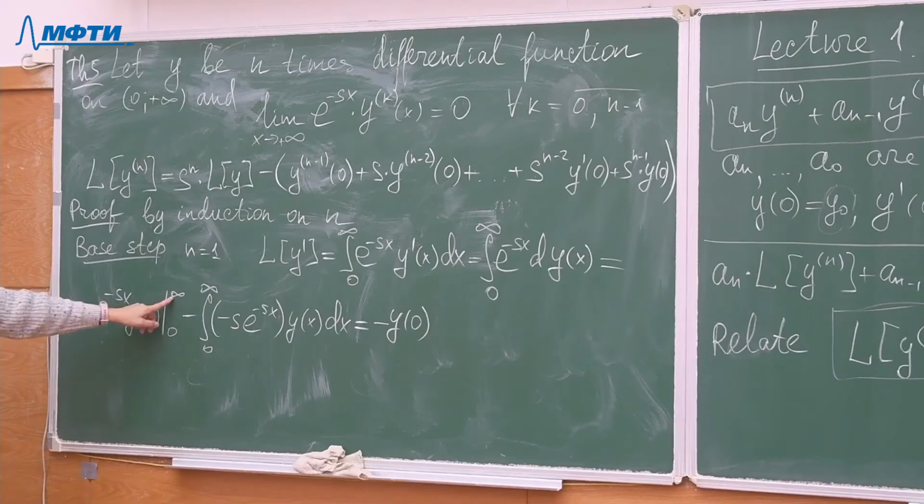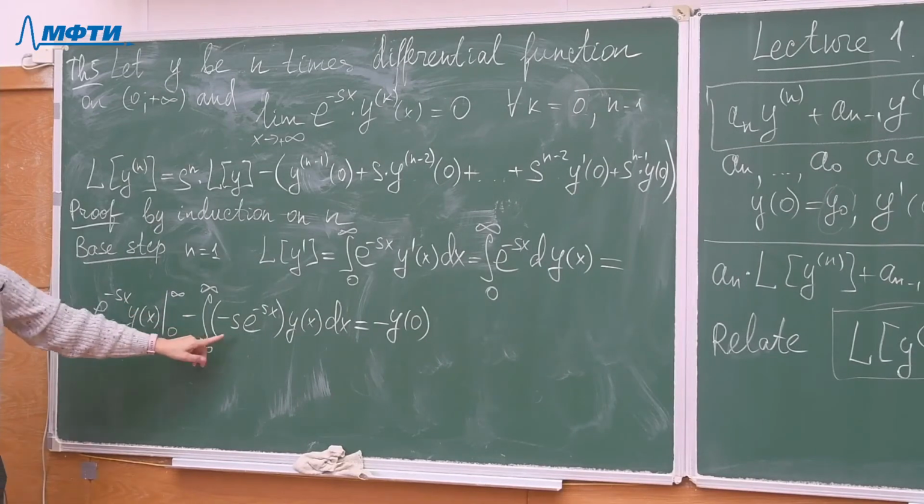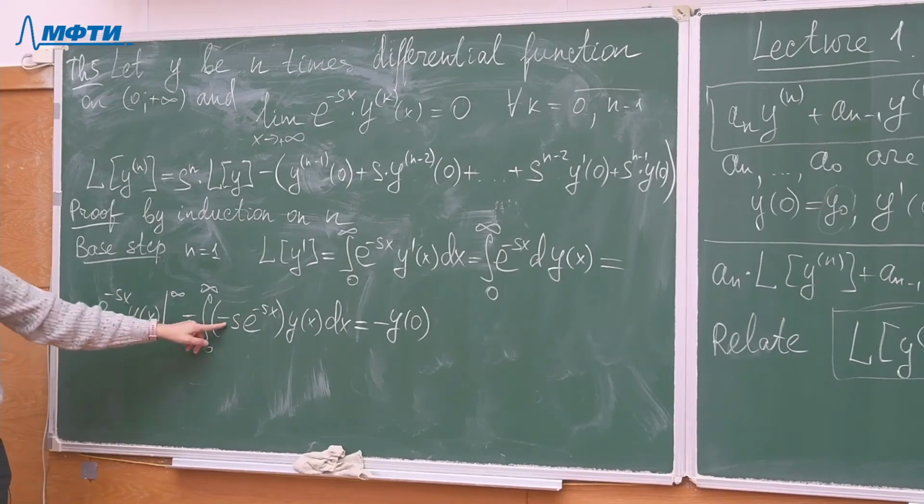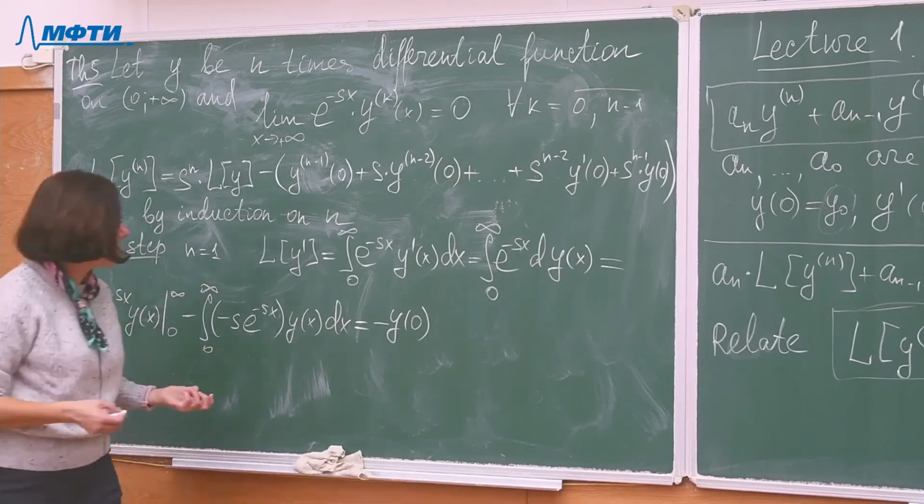So on substituting infinity, we will get 0 here. And on substituting 0, we will get minus y of 0, because the power is 0, so it is 1 multiplied by y of 0, so minus y of 0, right? And we will simplify this, so minus and minus, double minus will give us plus.